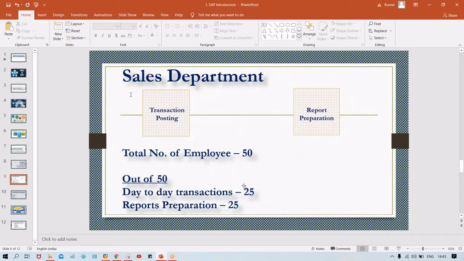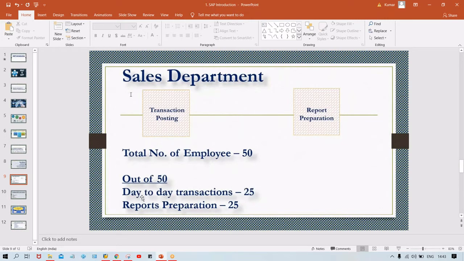So how many employees are required in total? 50 employees are required if Tata Motors is not using any ERP, in the sense any software. Now let's suppose Tata Motors has decided to use a particular ERP, for example SAP itself. What is the benefit, guys? SAP says that if you install our software in your organization, then you need only 25 employees. Only 25 employees are required.